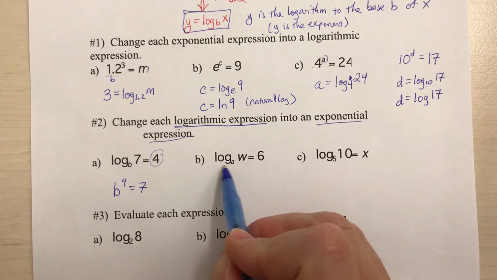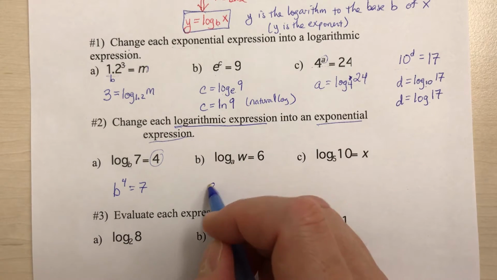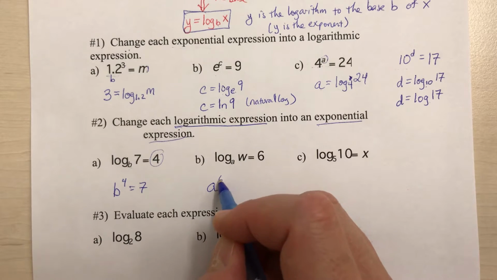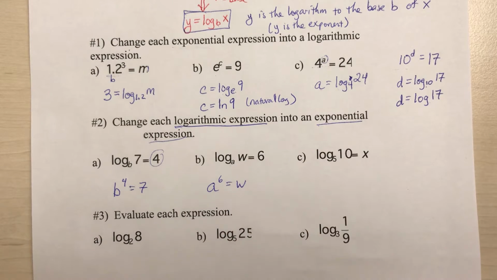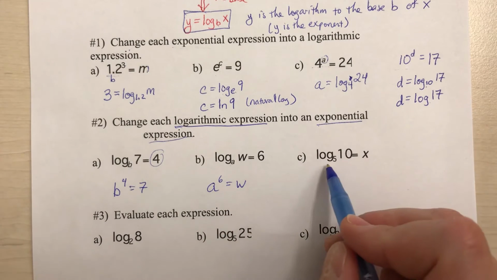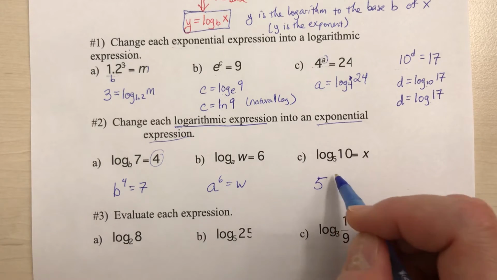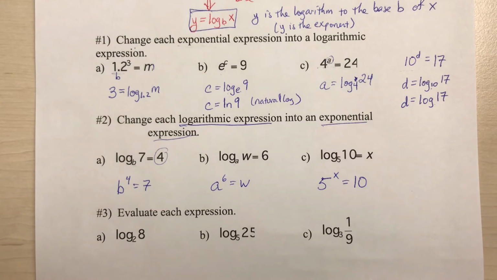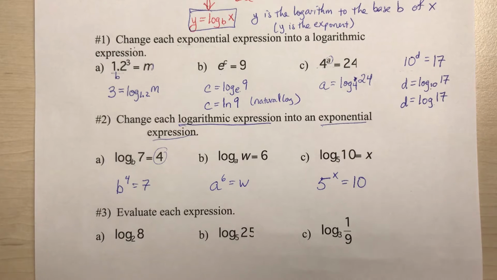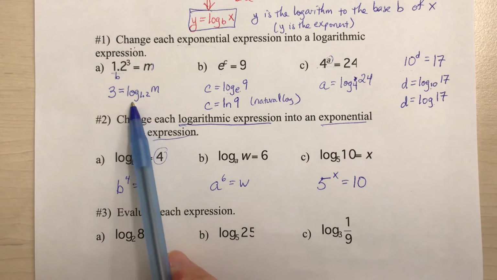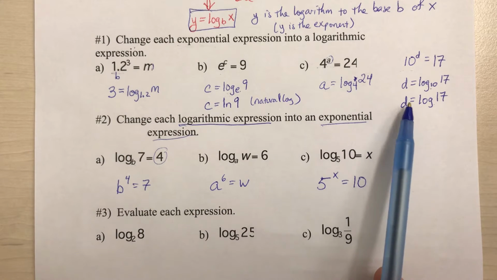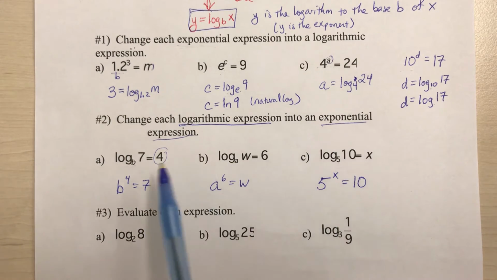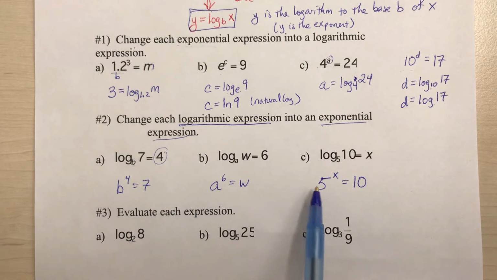All right, the base here is a raised to the exponent is equal to w. And then this one would be 5 raised to the x is equal to 10. Now where we're going with this, there are going to be times where we want to write something as a logarithm because it will help us to solve something. There are times where we want to write it as an exponential.